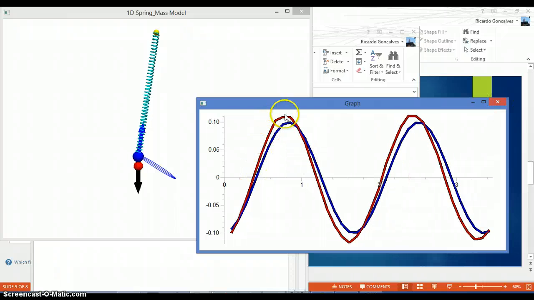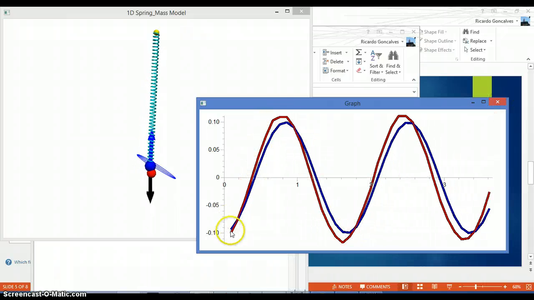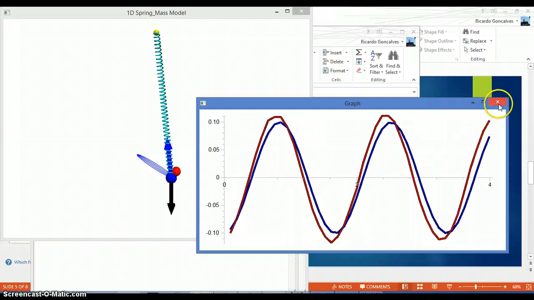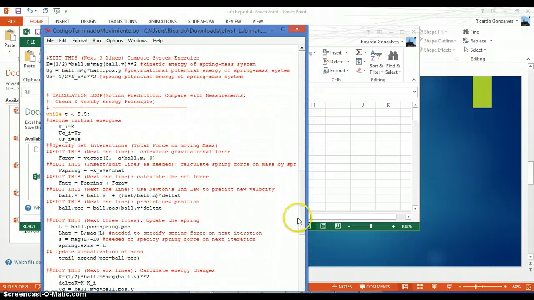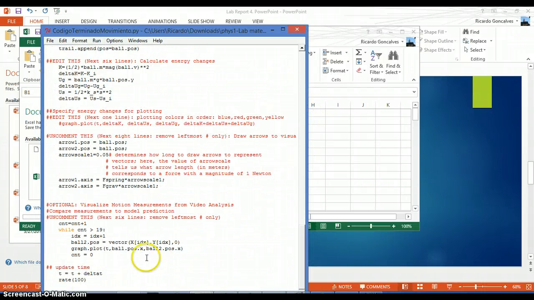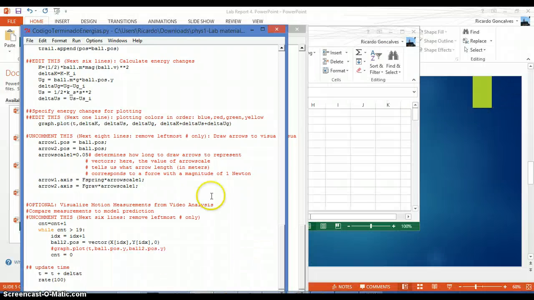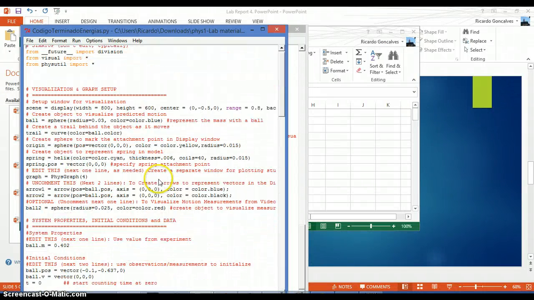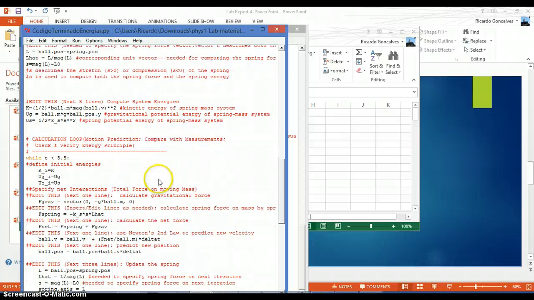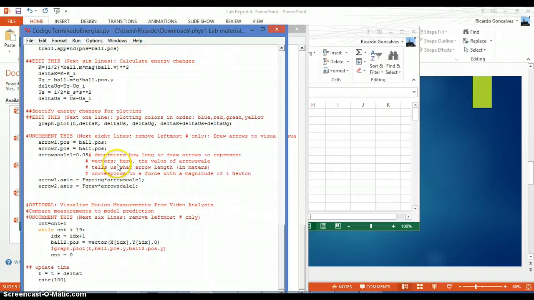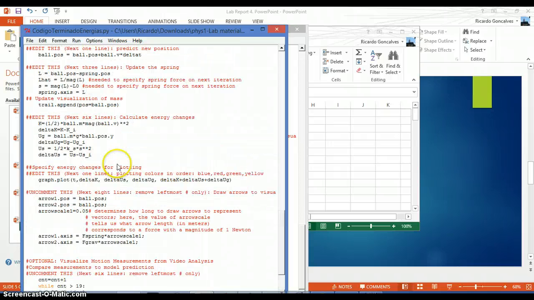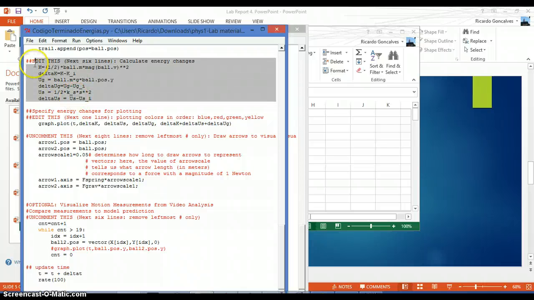Now the red line is the motion of the tracker and the blue line is the predicted motion of Python. That graph, we were using the x positions of the mass of the spring. Now in this second code, we're going to represent the energies, and we did that with this code right here.